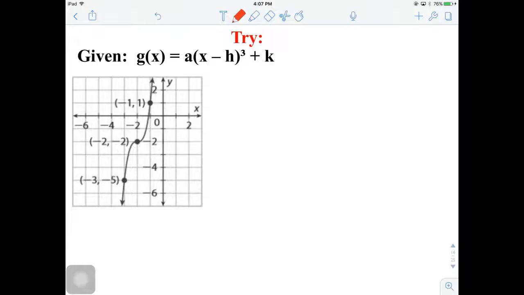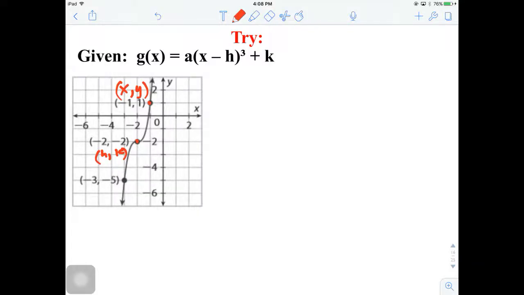Hopefully you've had a chance to try the problem, and this one is actually working with the variable a. So the last example we had b as the unknown, and now we have a. So we're asked to use this equation right here. Just like we did earlier, the middle point is going to be called hk, and then we're going to use the point to the right and call it xy.